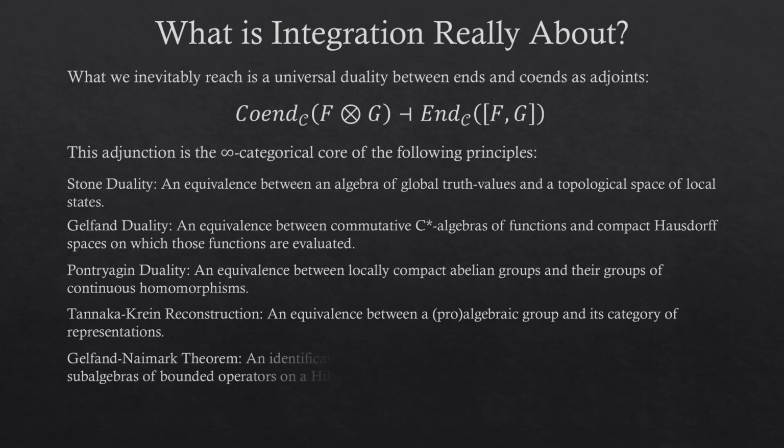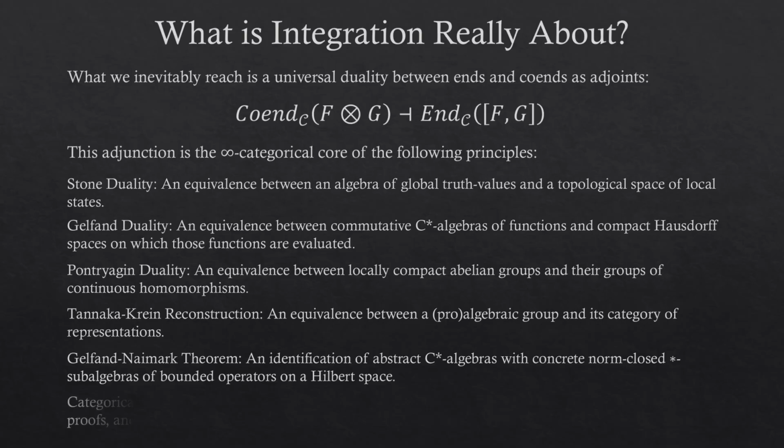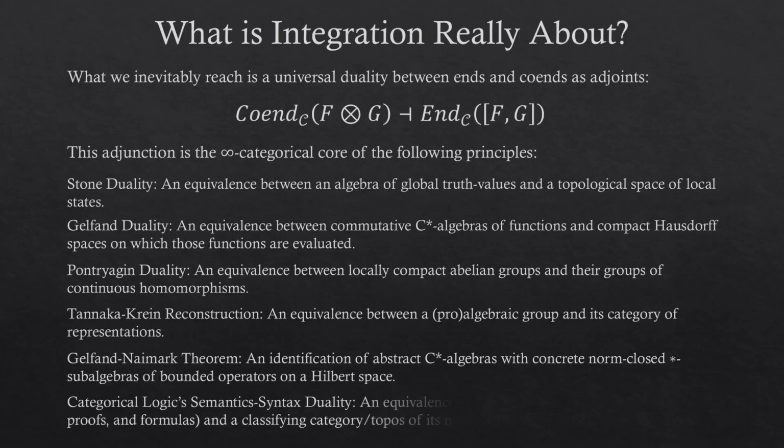Then we have the Gelfand-Naimark theorem, which is an identification of abstract C-star algebras with concrete norm-closed star subalgebras of bounded operators on a Hilbert space. Then we have categorical logic's semantics and syntax duality, which is an equivalence between a logical theory and a classifying category or topos of its models, where the logical theory is composed of syntax, proofs, and formulas, and its models are semantic realizations of that theory.